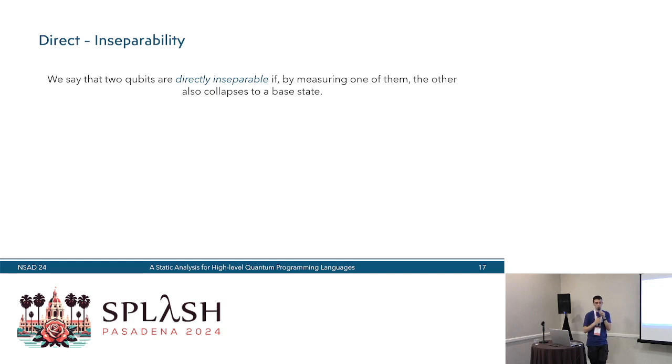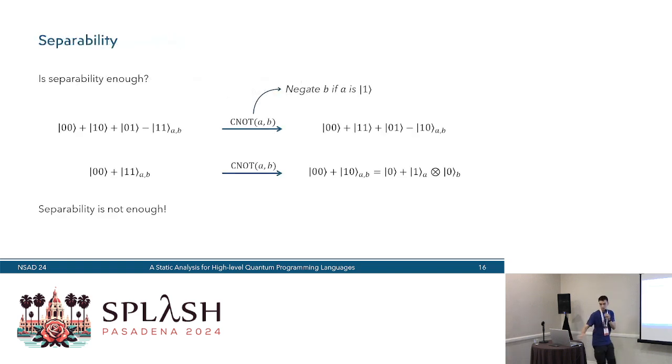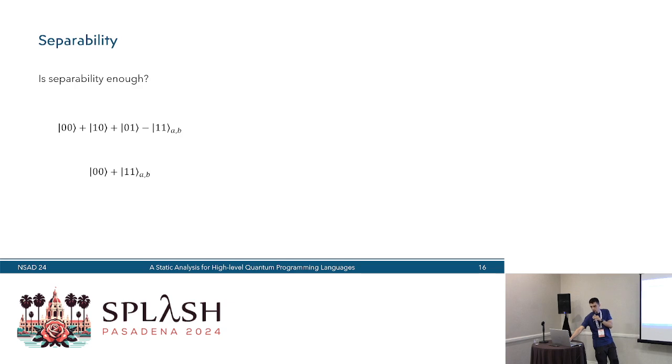So we define this property as direct inseparability, because it's like a direct link between the qubits. And basically we say that two qubits are directly inseparable if, when we measure one, also the other collapses to a base state, as we have seen here, as we have seen here.